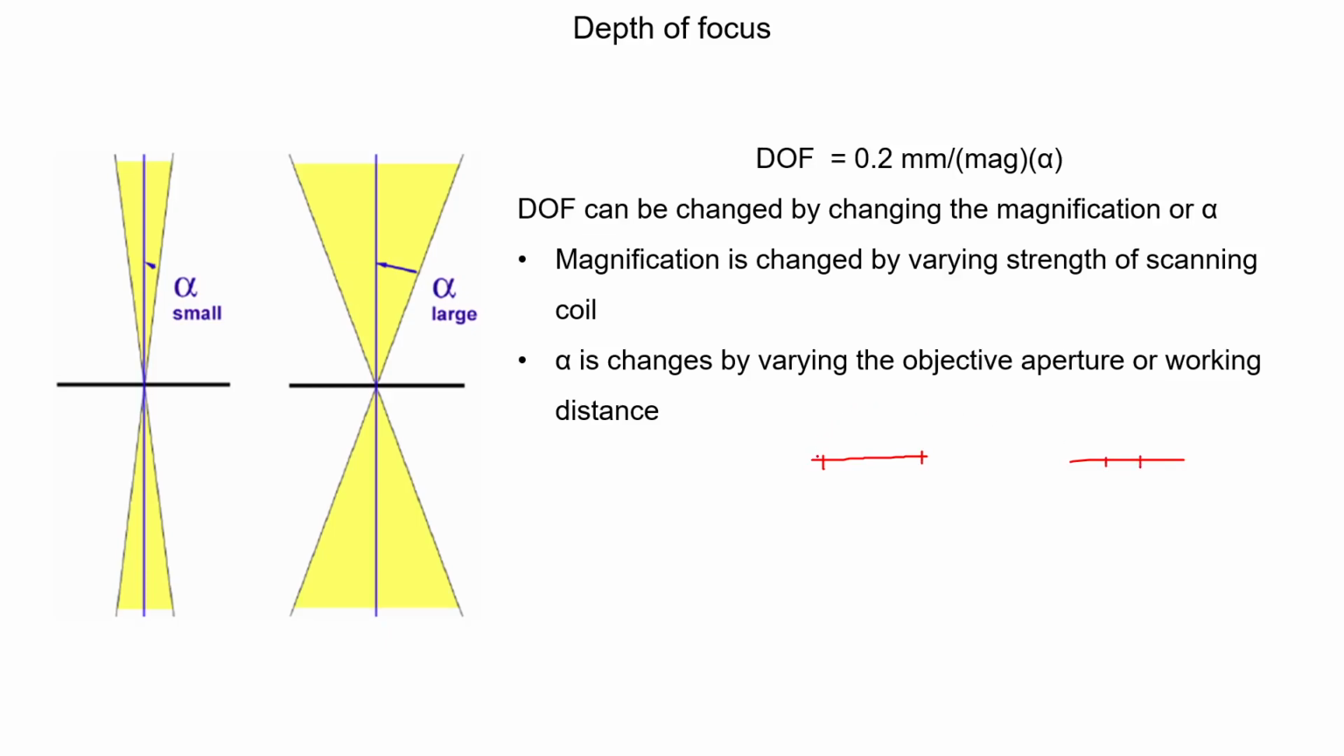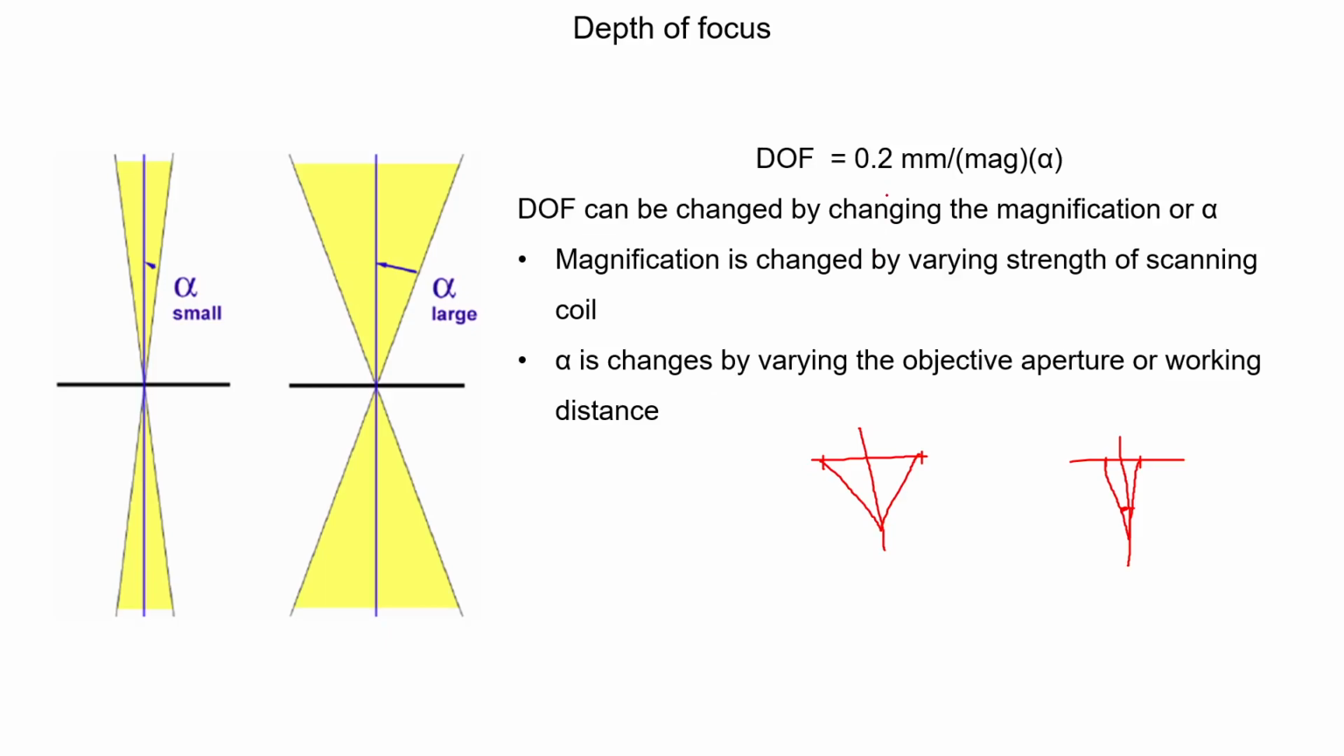Suppose these 2 points are your different apertures, so this one has a higher objective aperture, so it will have a higher alpha, whereas this point has a smaller objective aperture, so it will have a smaller alpha. Alpha is basically what? The convergence angle. So this one will be smaller for smaller objective aperture as compared to the higher objective aperture.